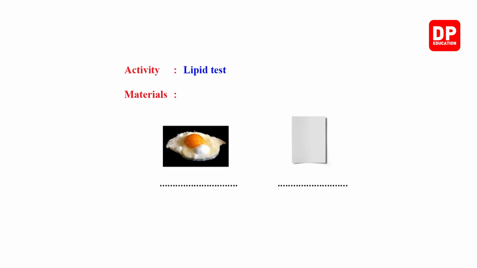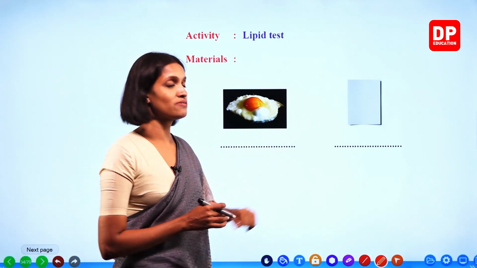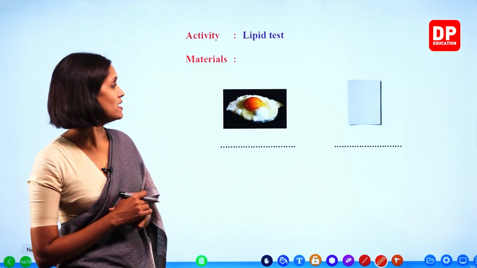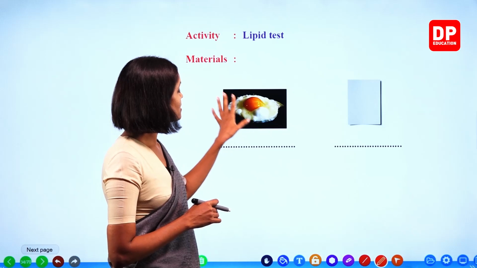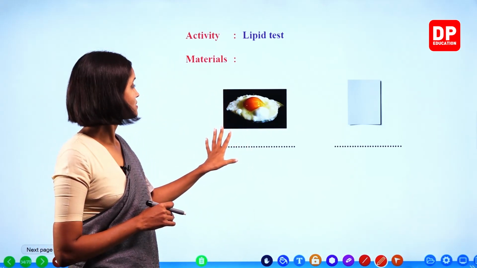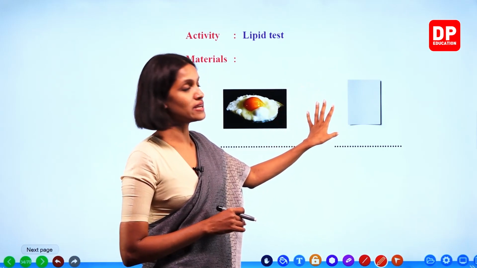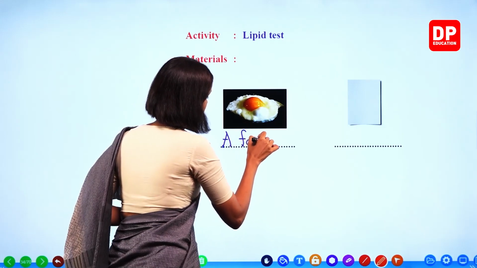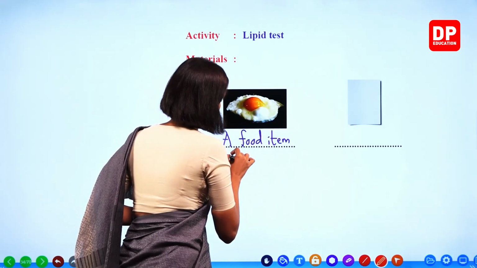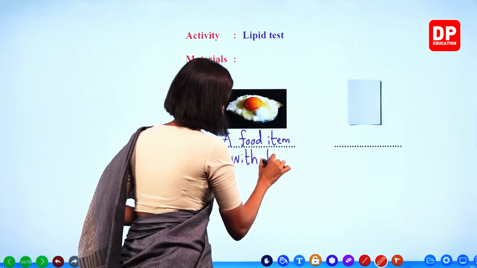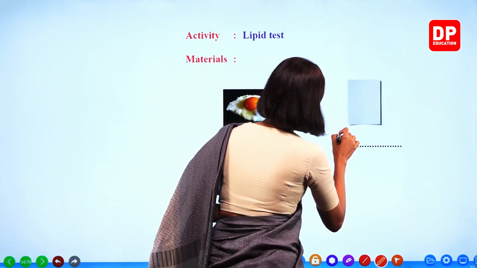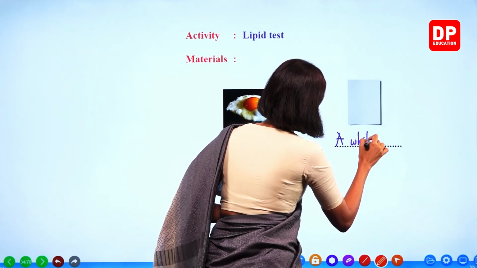So the lipid test. When we consider this lipid test, we are going to do one of these activities. But remember, in the upper grades, you are going to learn about another activity as well. I will explain it to you all later, right? So you need a food item with lipid, okay? And then you need a white color paper, okay? We will write: a food item with lipids. So I'm going to use a fried egg, okay? And then a white color paper, white paper.